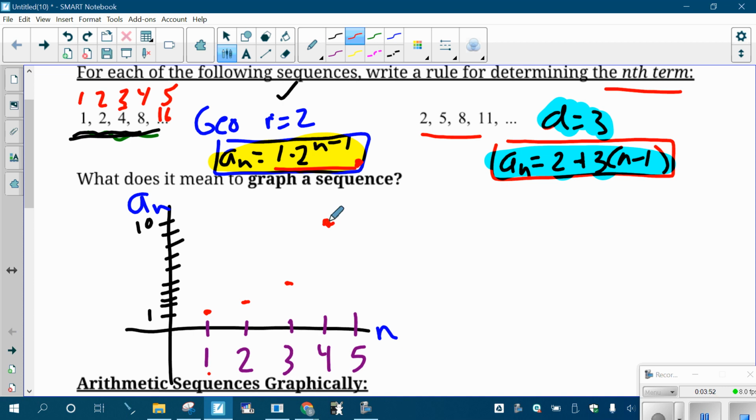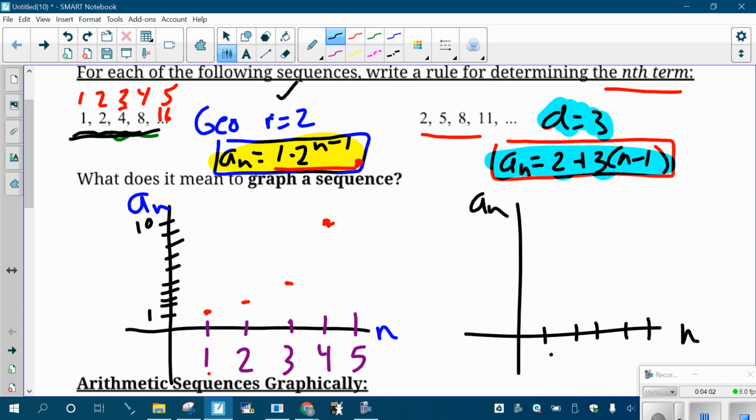Okay, let's do this next one here. So again, down here I'm going to put n, here I'm going to put a sub n. For my n's, I'm just going to plot a few numbers. So 1, 2, 3, 4, 5. And I have to pay attention to what the terms are when I decide what to count by for a sub n. So here the terms go from 2 to 5, and the next one would be 14. So maybe I should count by 3s, just so I have enough. Like 3, 6, 9, 12, 15. You can count by whatever you want.